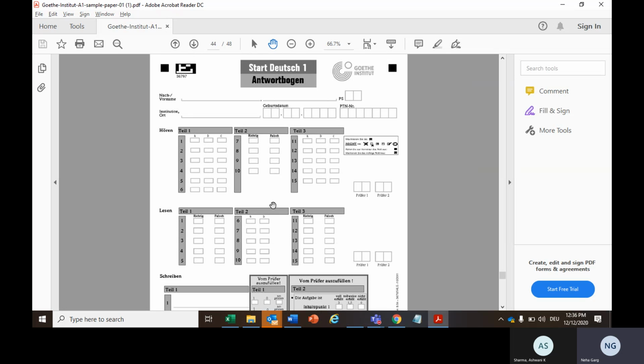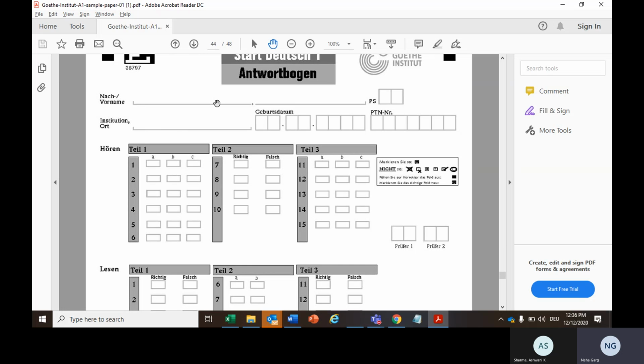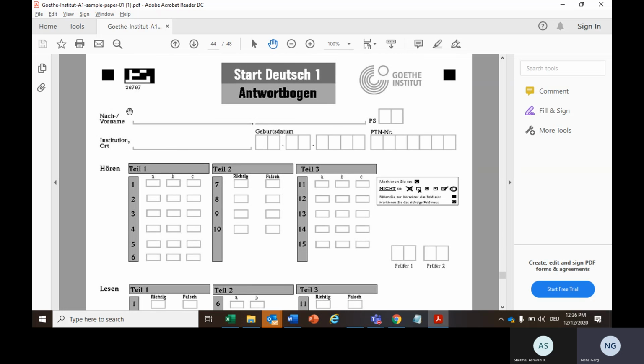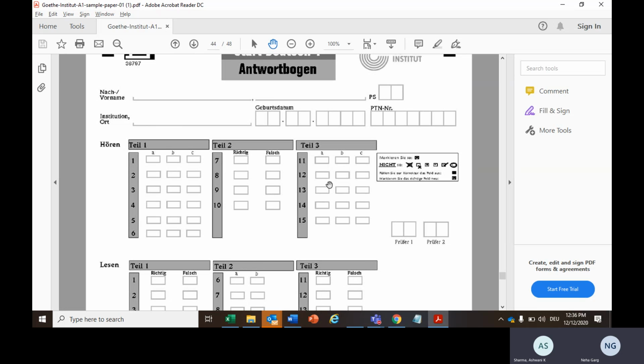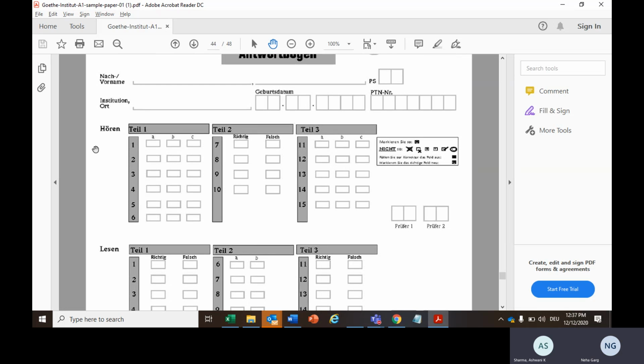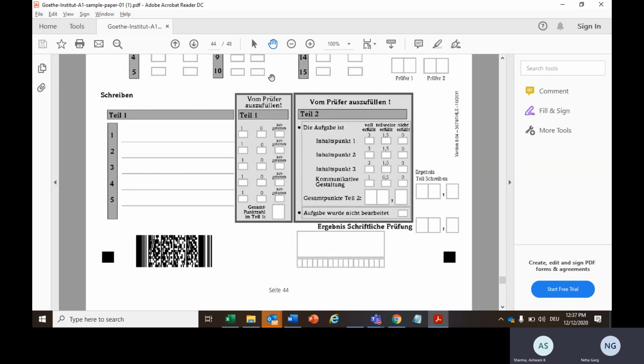And this is how your answer sheet for other sections will look, for example Hören. Here Nachname, Vorname, you will give your information, then your institution or where you are writing the exam, then Geburtsdatum, your birthday, and then the PTN number. I think this is going to be your registration number. I'm not sure what this PS is. It might be for invigilation, like Mr., Miss. No, because then there would have to be four boxes. So there is one answer sheet for all.